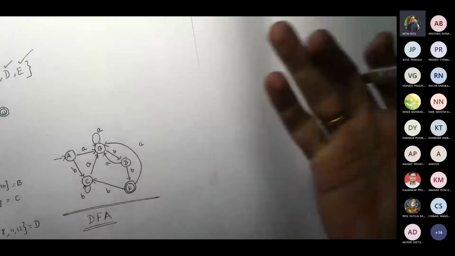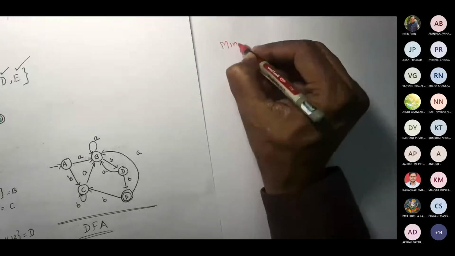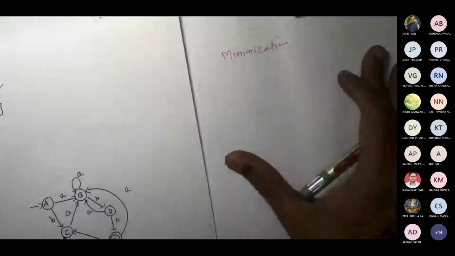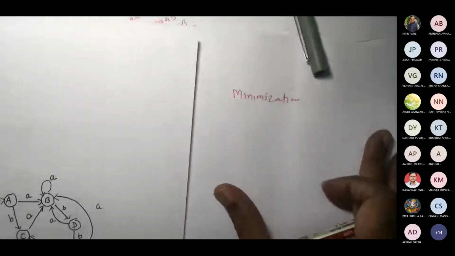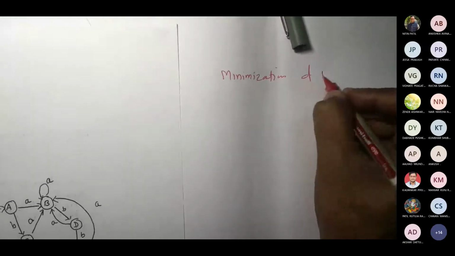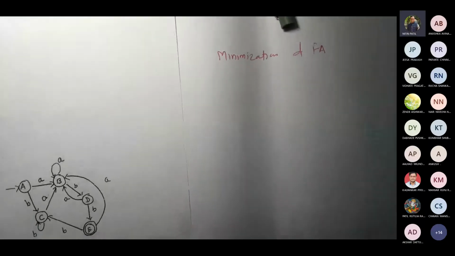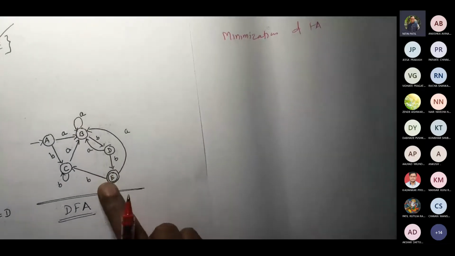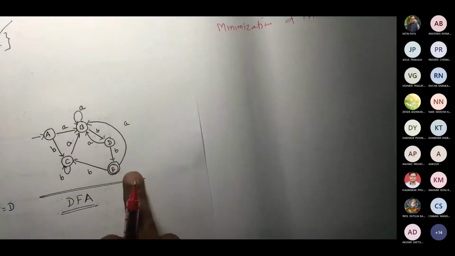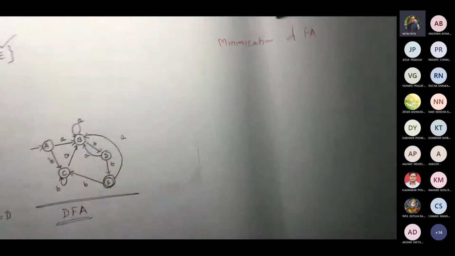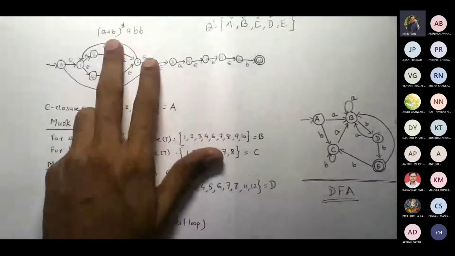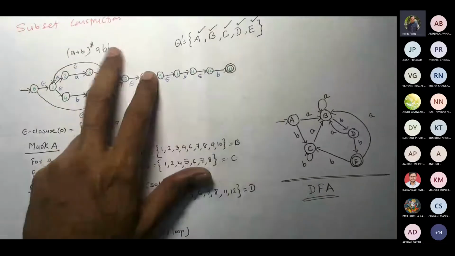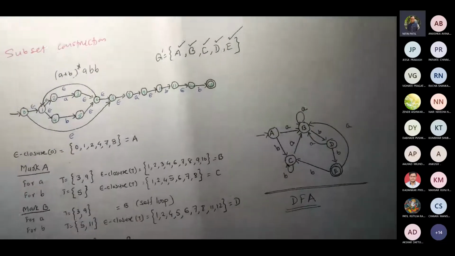Okay, and let me write: minimization of FA. Now what is to be done? This is the diagram that you have, where you have a transition diagram, which is a DFA for the given regular expression. So the problem would be like this: you would be given a regular expression and asked to construct a minimized DFA for this regular expression using subset construction and the optimization algorithm.